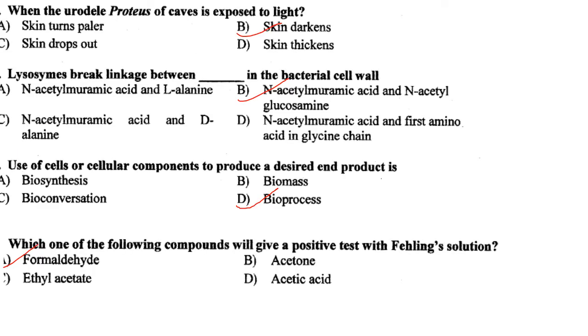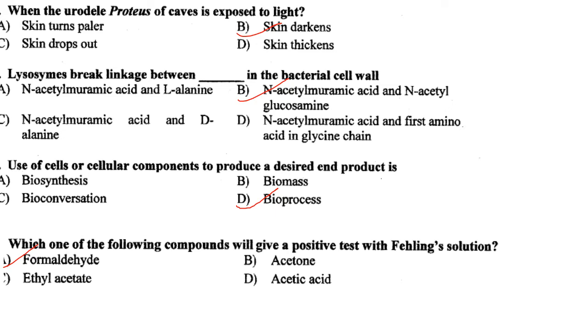Then when the Eurodeal Proteus of caves is exposed to light, what will happen when it is exposed to light? So Proteus is an aquatic salamander in the family Protidae, the only exclusively cave dwelling chordate found in Europe. So it is usually cave dwelling, so in nature it lives not exposed to light. So once it is exposed to light, what will happen is its skin darkens. So answer is option B.